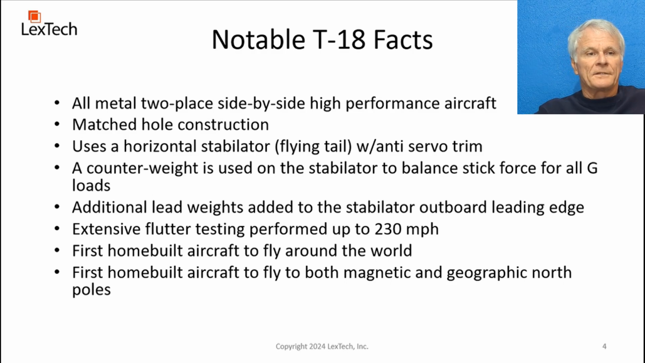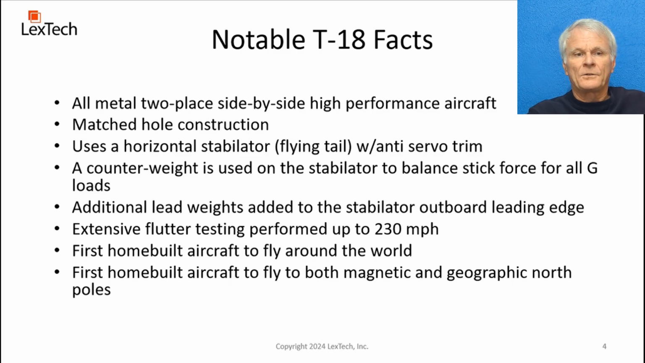Now here are some facts that might be interesting. This was, I guess, one of the first all-metal two-place side-by-side high-performance airplanes. It used matched hole construction, so jigs weren't required. It uses a horizontal stabilator instead of a stabilizer and elevator. That was a hallmark of John Thorp.